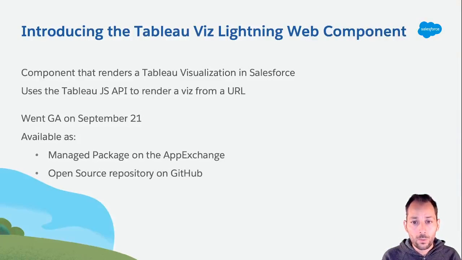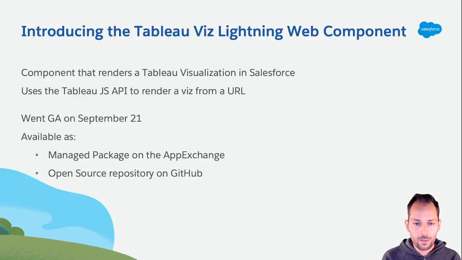So what is the Tableau Viz component? What does it do? As the name implies, it's something that lets you add a Tableau visualization within Salesforce Lightning Experience and a couple of other places. Underneath, it uses the Tableau JavaScript API to render the visualization, and all it needs is a URL of that viz to render the viz.